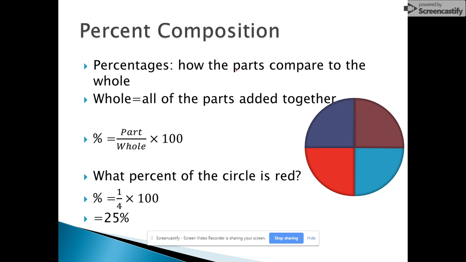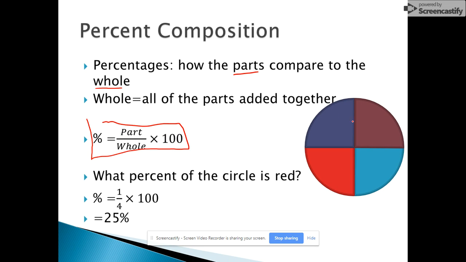When we talk about percentages, we're talking about how parts of something compare to the whole. And when we talk about the whole, we're just saying if we put all of the pieces together, that constitutes the whole. The equation that we're going to be using for percent composition is percent equals part divided by whole times 100.